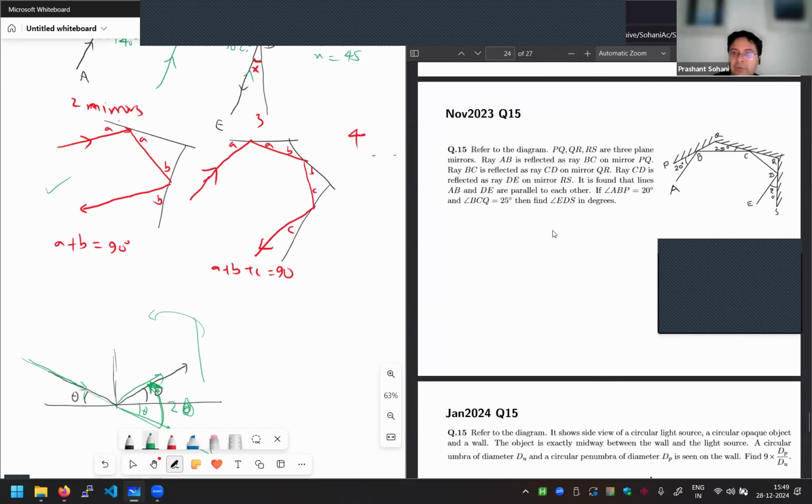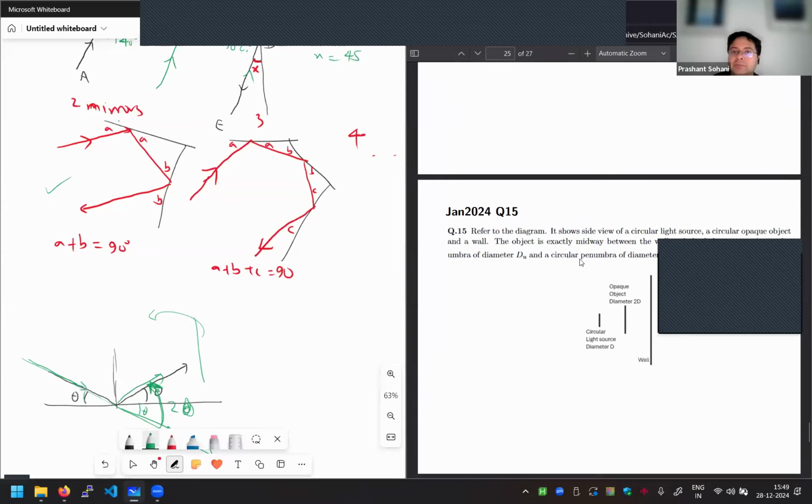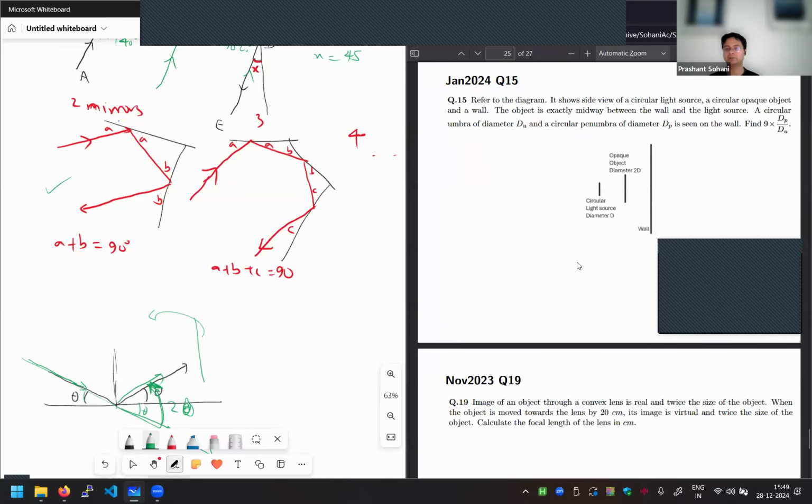Okay, so that was question 15. Then question 15 of the other paper. So this is where the shadow concept is being applied.